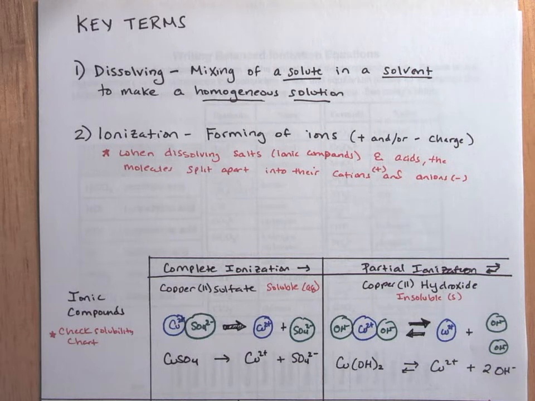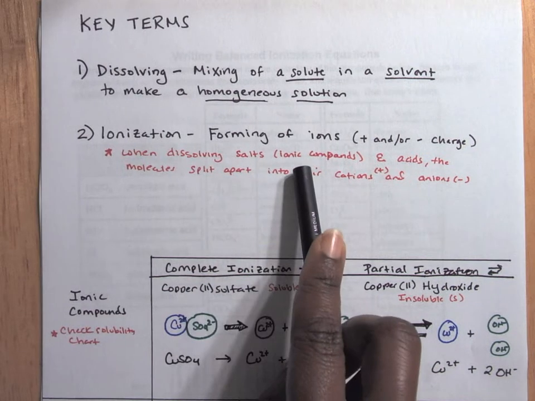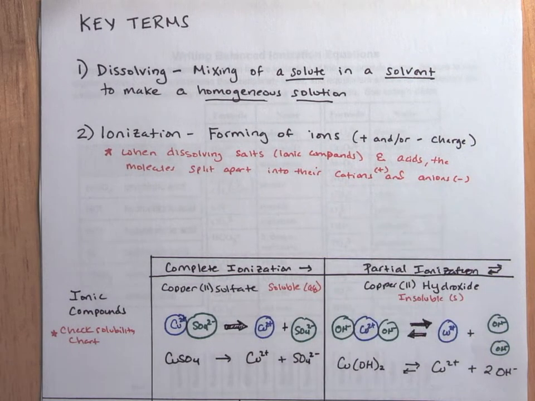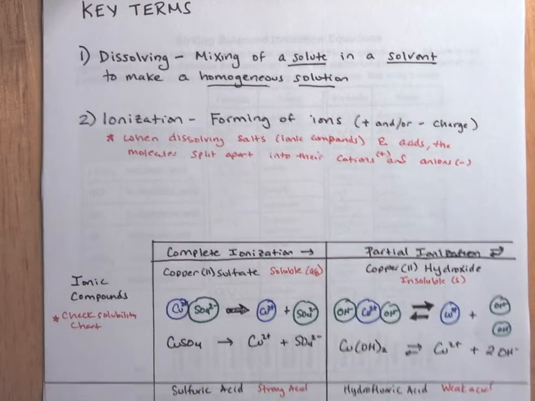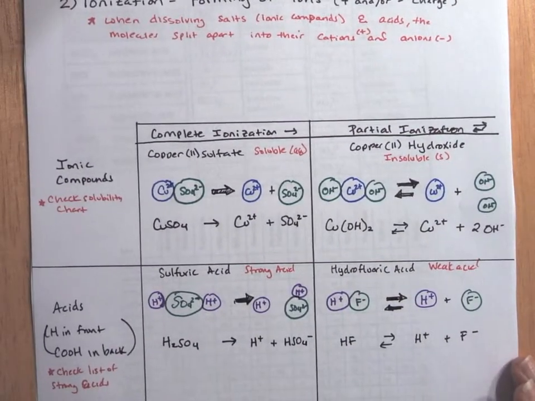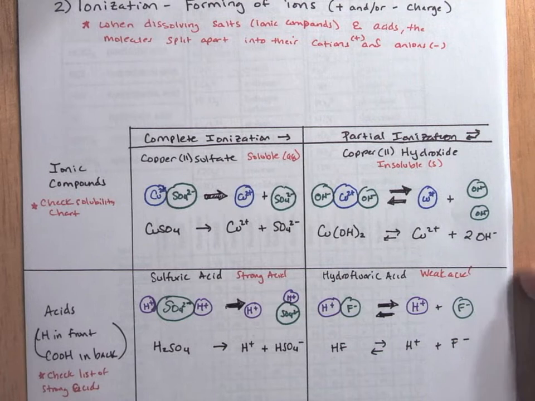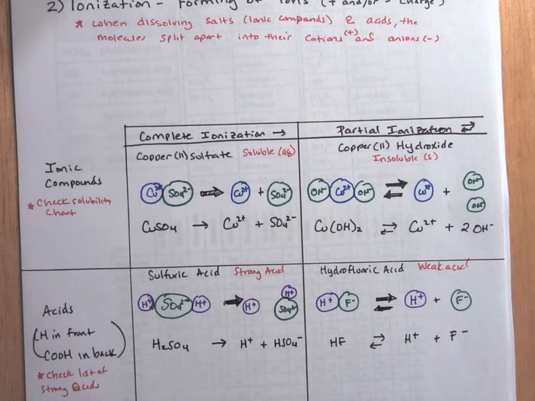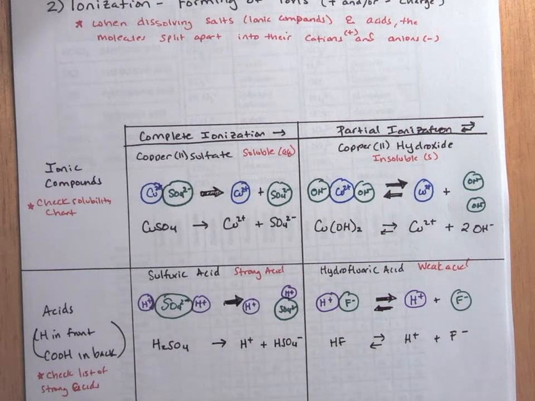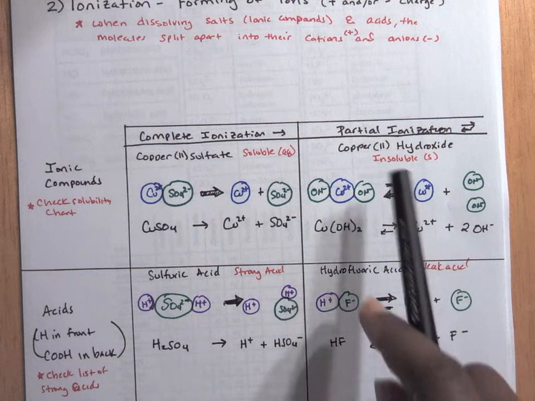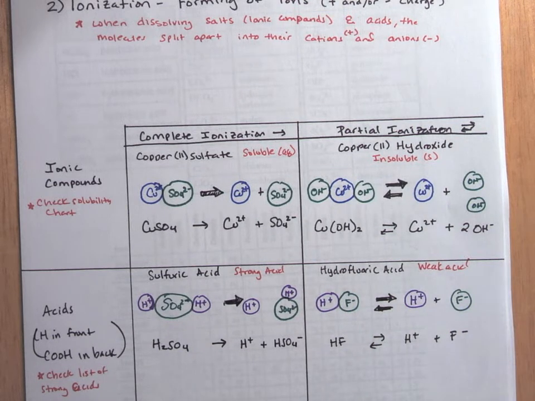And there are two things that can do that: salts, also known as ionic compounds, and acids. These molecules, when you dissolve them in water, will split apart into their cation component and anion component. The degree to which they ionize is different depending on the substance. So we have what's called complete ionization, where all of the molecules will split apart into cations and anions, and partial, where some of them will split apart and some of them will stay as molecules.